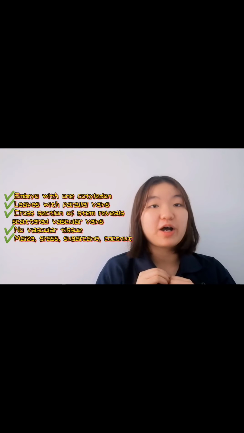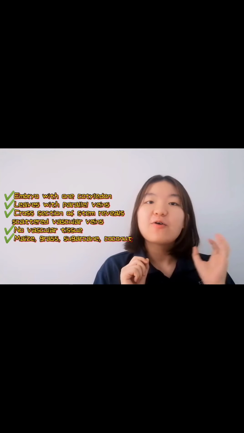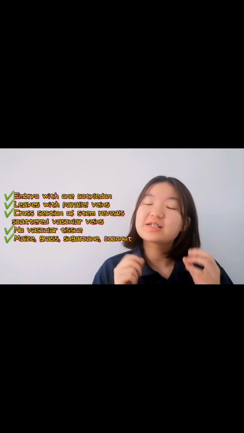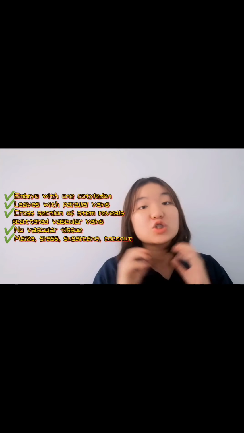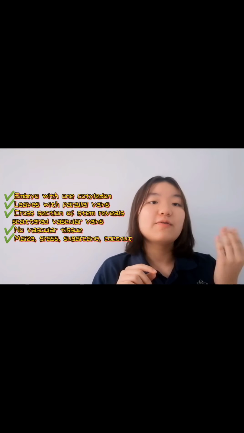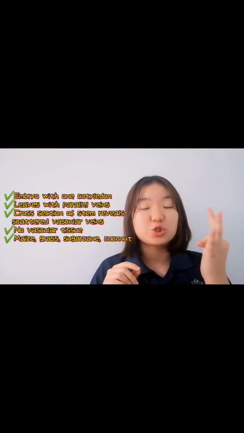Banana tree is classified under monocotyledon. Their seeds have an embryo with one cotyledon, and they have relatively narrow leaves with parallel veins. The cross-section of the stem reveals vascular bundles. There is no vascular cambium, hence no secondary growth occurs. Examples of monocotyledon plants are maize, grass, sugarcane, and coconut.